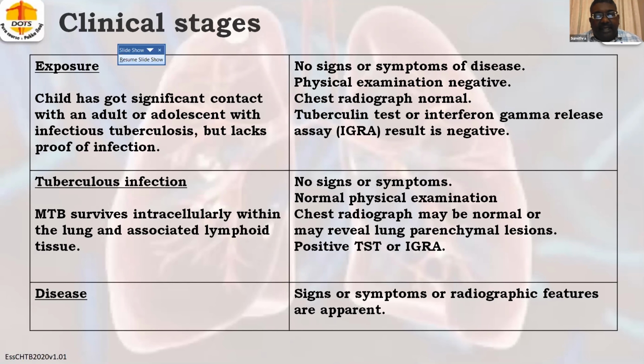Now, as Geetha Madam was telling, there are three things that we should know about. One is the concept called exposure, where the child has significant contact with an adult or adolescent with infectious tuberculosis. Then tuberculosis infection, where the Mycobacterium TB survives intracellularly within the lung, and thirdly, the disease, with signs and symptoms.